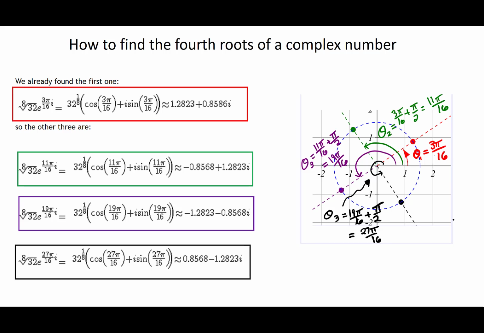And so we just plug them all in, right? There was our original 3 pi 16ths. We already had that one. But there's the 11 pi 16ths, this one. There's the 19 pi 16ths, that one. And there's the 27 pi 16ths, that one. And we've got it. We've got all 4 roots without really needing to memorize any new equations. It's all in the picture.